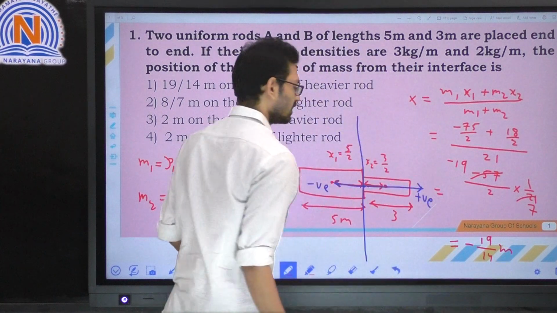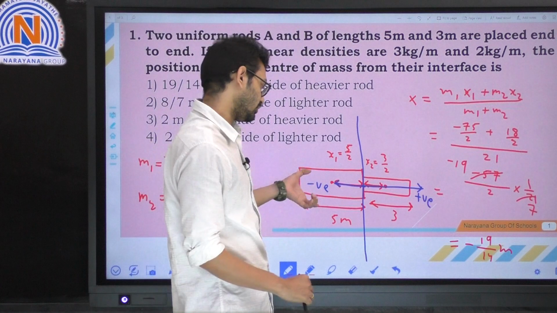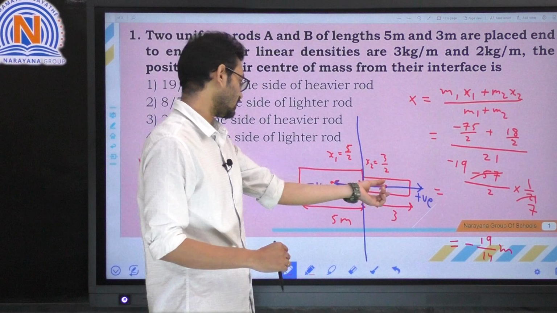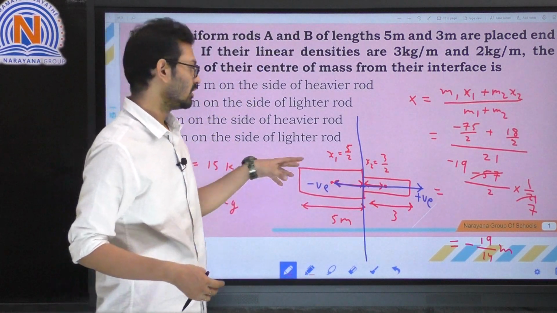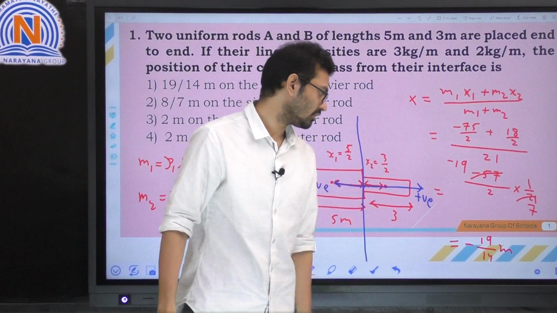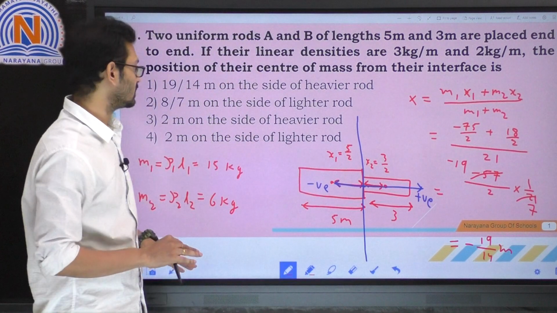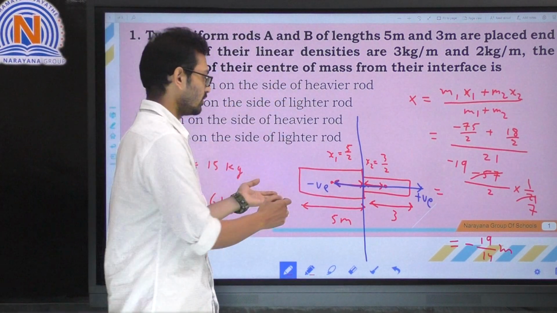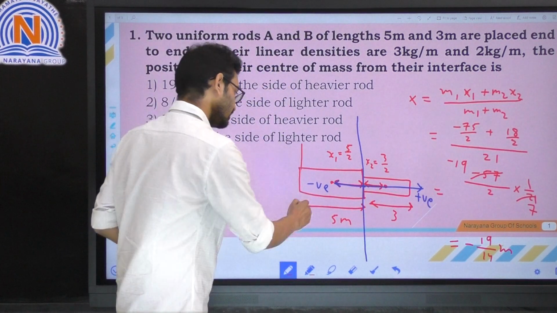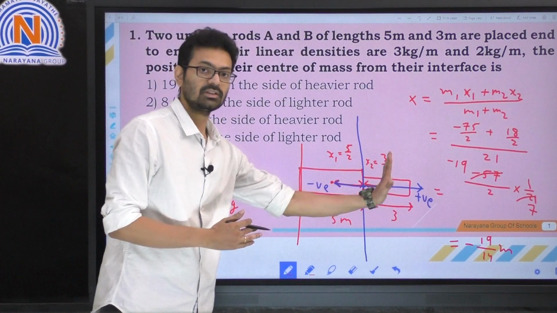The center of mass has been found when you join two rods together. One is of mass 3 kg, another is 15 kg mass and 6 kg mass. If you combine them or interface them, you are going to get the center of mass displaced by minus 19 by 14 m. So from which side are you considering? On the side of the heavier rod. From this side to the center of mass you are measuring, that means the larger rod side to where the center of mass is.